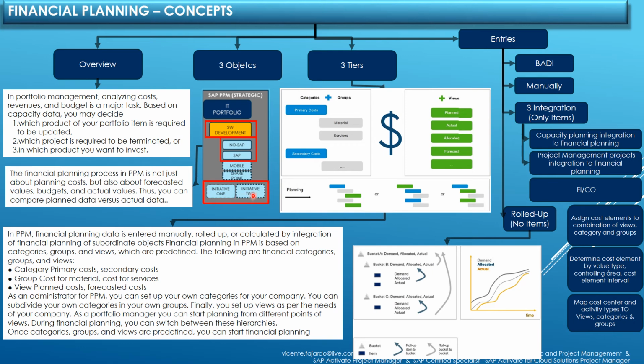I said that we have 3 tiers. The upper one are the views, that the value can be, the financial planning can be done for plan figures, actual figures, forecast figures, or allocate figures. But we can create our own views as well. The second element is categories. And the last one are groups.